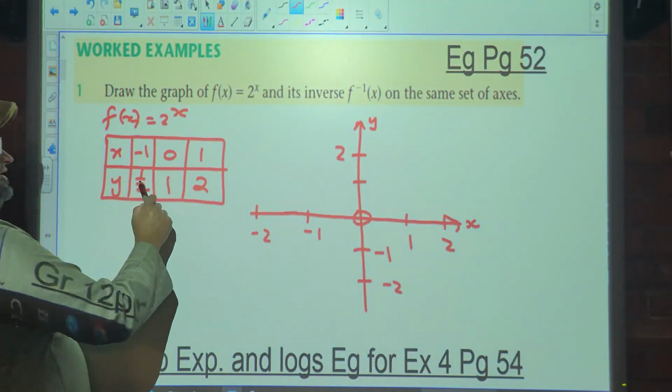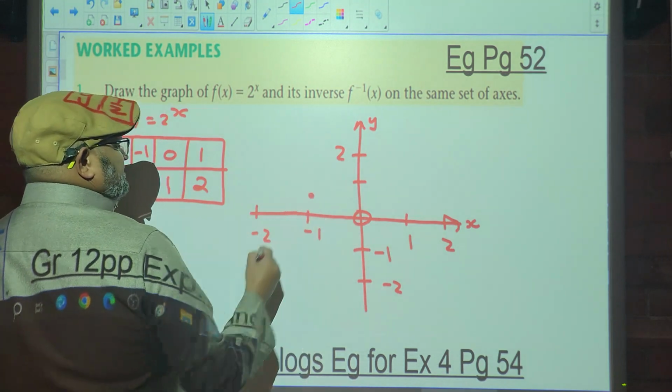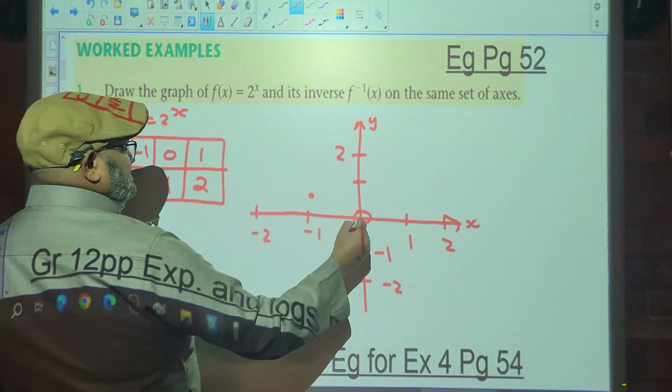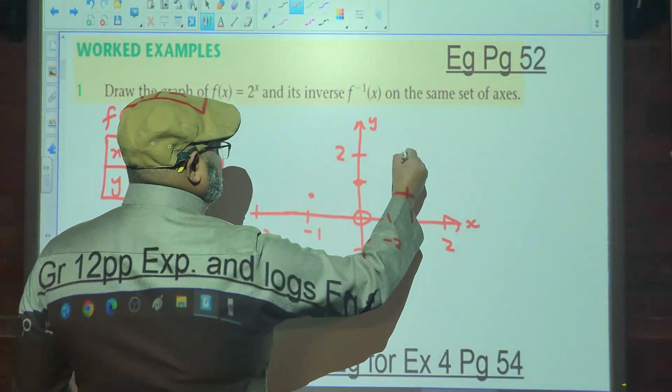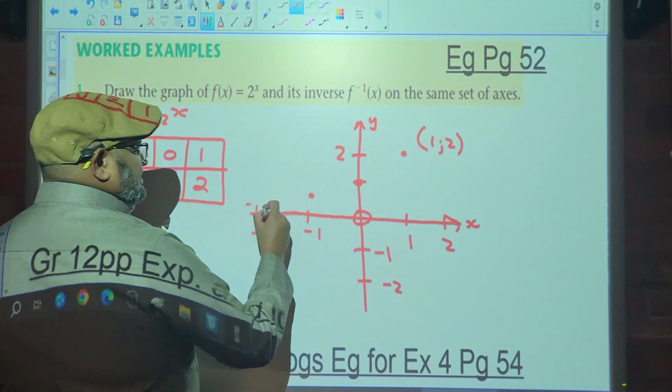So when x is minus 1, y is a half. If x is 0, y is 1. If x is 1, y is 2. So the graph comes close to the x-axis but doesn't touch.